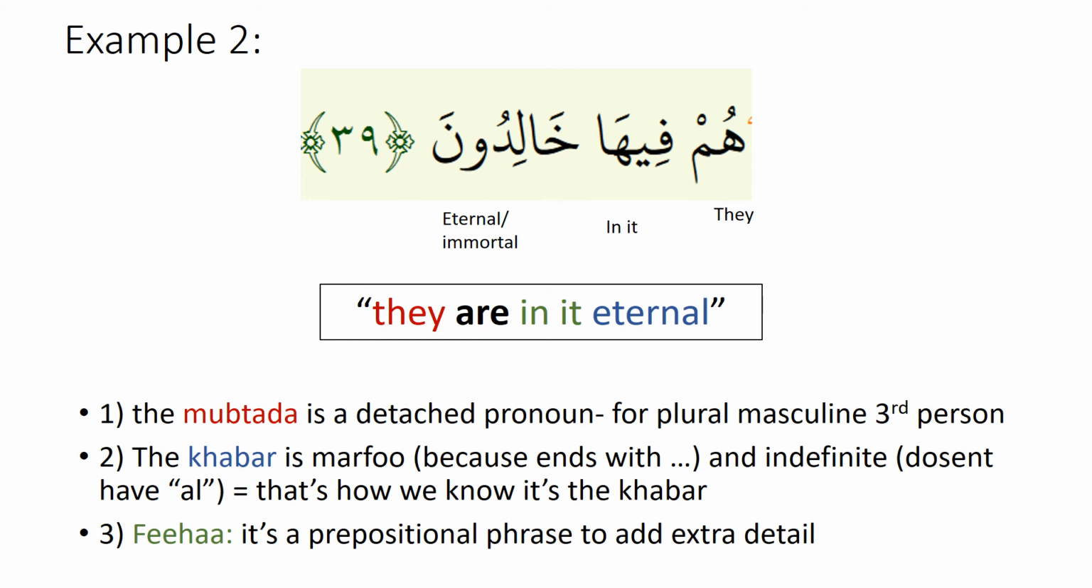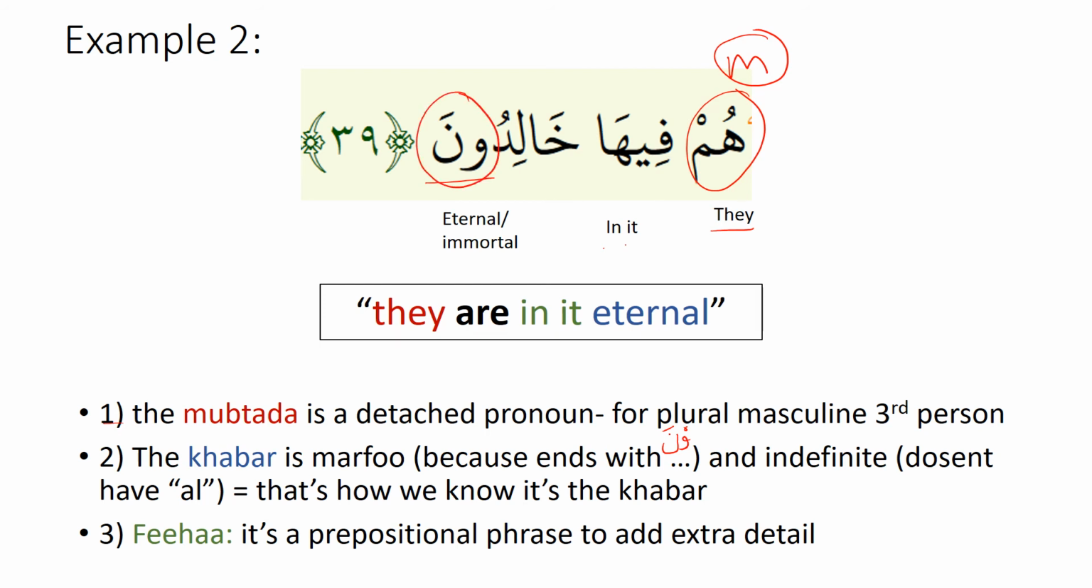Example number 2. Hum means they. Fiha means in it. Khalidun means eternal or immortal. Okay, and it's plural because it has una in there. So step number 1, the mubtada is a detached pronoun. So hum is definitely going to be the mubtada. We know that because it's a detached pronoun. 2, the khabar is marfu' because it ends with una. It ends with una, as you can see over here.